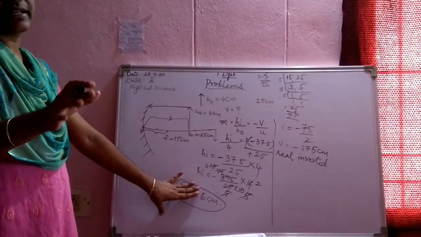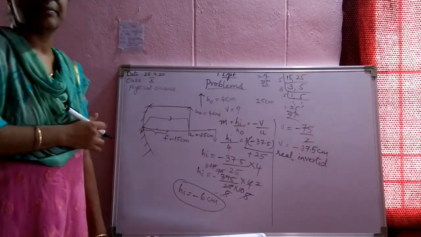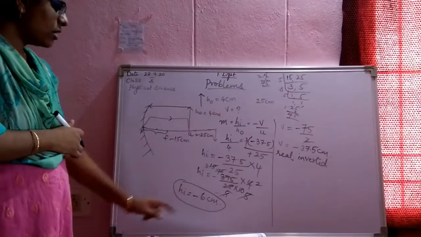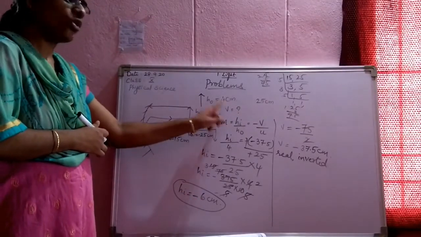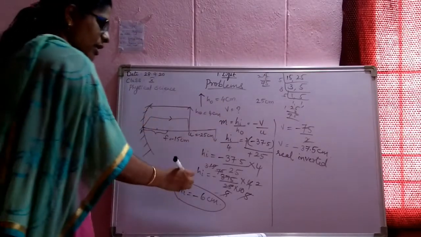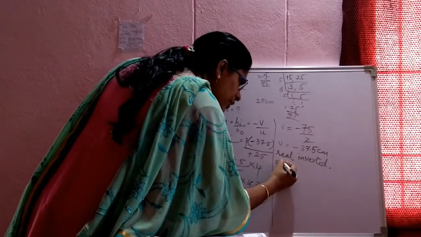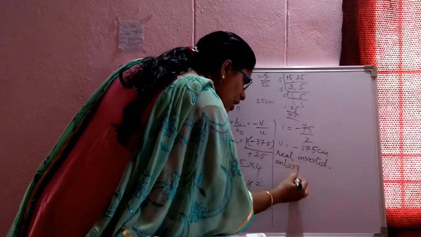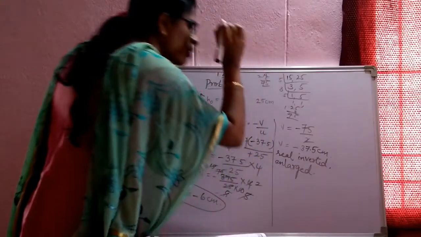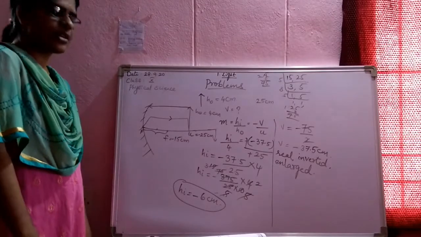Minus indicates whether it is an inverted or erect image. Okay. 6, 4. Which one is bigger? 6. Hence, your image is real, inverted and large. This is for 4 marks you may be getting in the exam, children.